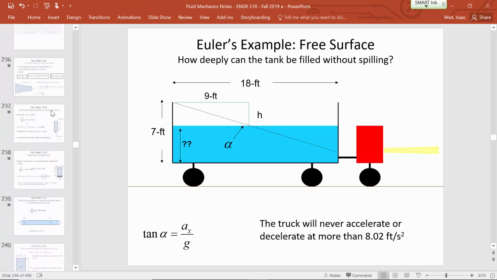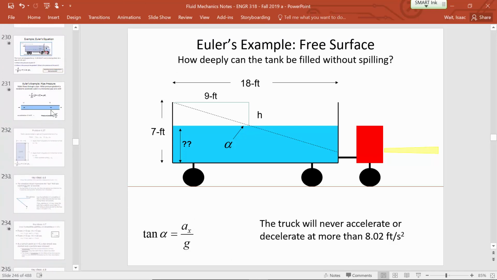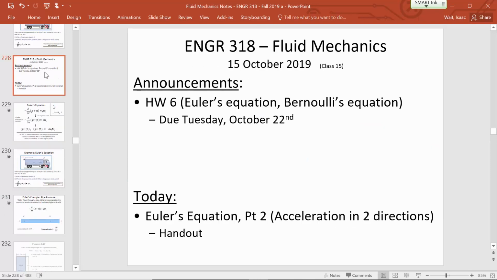Let's look at the announcements before I let you go. The homework assignment is due on Tuesday, but since Euler's equation is fresh in your mind, I'd encourage you to get an early start on that. It'll take less time if you do it today than if you do it Monday night. So if you have any questions, let me know, and I'll see you on Thursday.